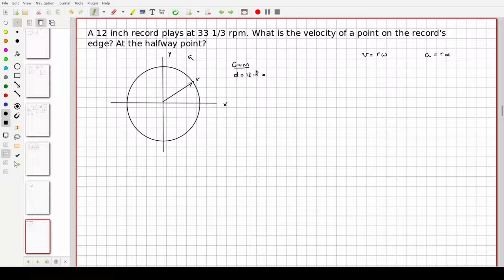If you convert that to meters, let me see here, I did that earlier. Where's my work area? Oh, yeah. Here we go. It's 30.48 centimeters, so 0.3048 meters, right?